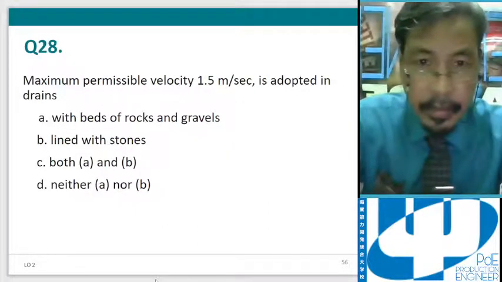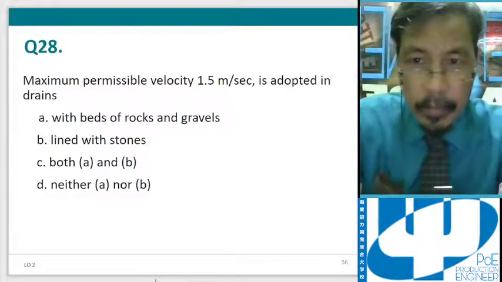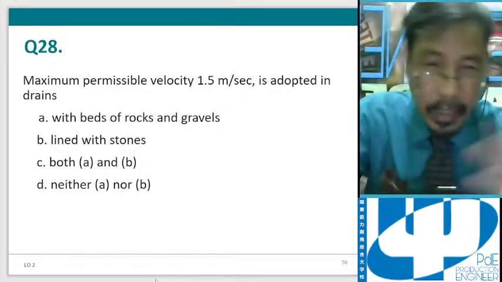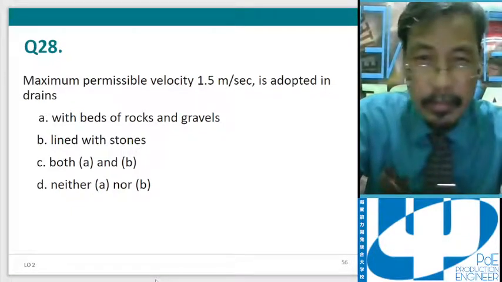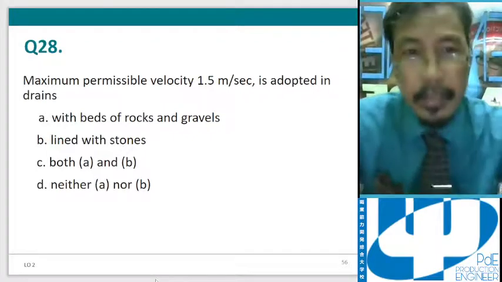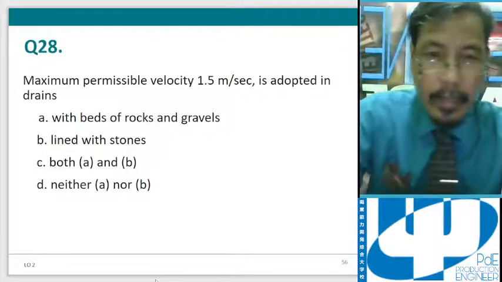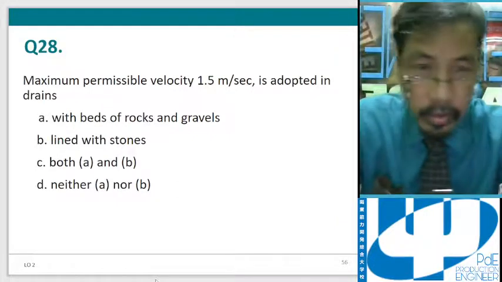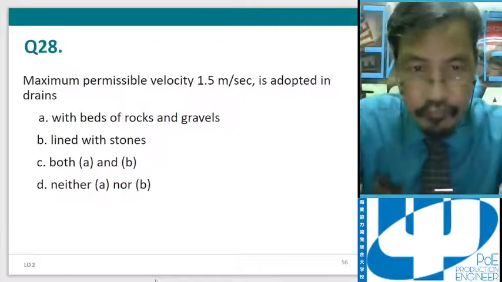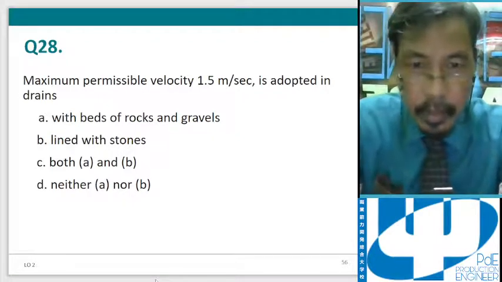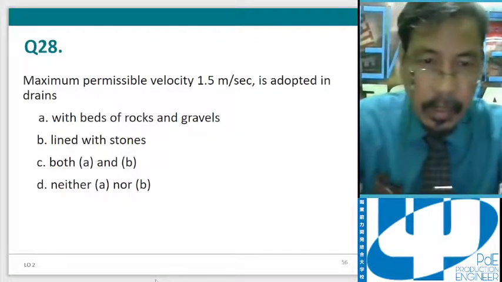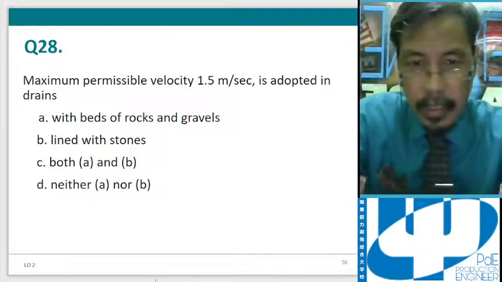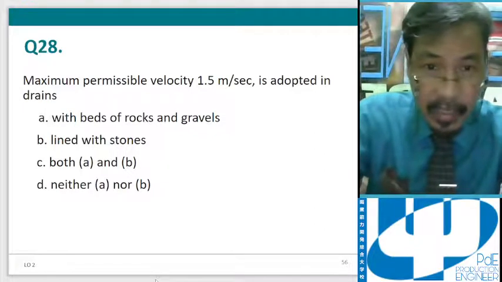Question 28. Maximum permissible velocity 1.5 meter per second. Usually this is the standard. Usually 1.5 to 3, but 3 is too much, no? 1.5, that is the range. Is adopted in drains A, with beds of rocks and gravels, B, lined with stones, C, both A and B, D, neither A nor B. So this is C.